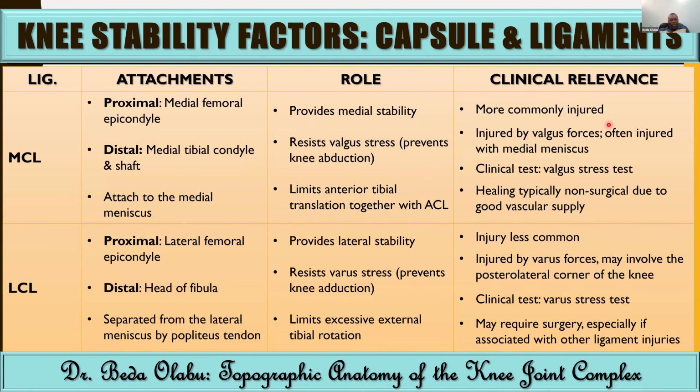In terms of clinical aspects, the MCL is the one that is more commonly injured compared to LCL. MCL injury would often be caused by valgus forces that will injure the medial meniscus together with it. If you compare the forces that injure LCL, there'll be more of the varus forces, and this will not involve the medial meniscus, but will involve the structures at the posterolateral corner of the knee. So what are these structures at the posterolateral corner of the knee? Maybe one that is easy to mention at this point in time is the biceps tendon. So it could also be involved in the injury of LCL.